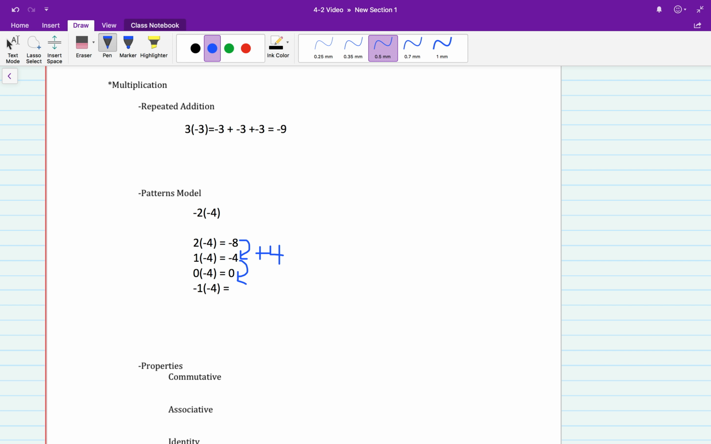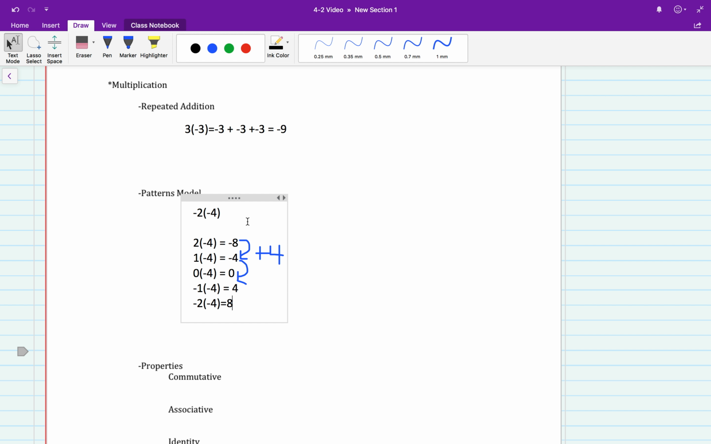That's the pattern. So now the student can say, oh, okay, I get it. This answer has to increase by 4, and so it's just 4. So you can say, okay, let's keep that up. Now we're back to the problem we knew, -2 times -4. If I increase by 4 again, I get 8. So now I know the answer to the problem that I set out.